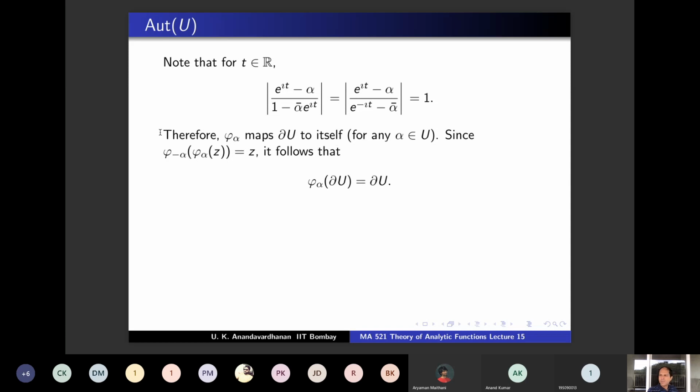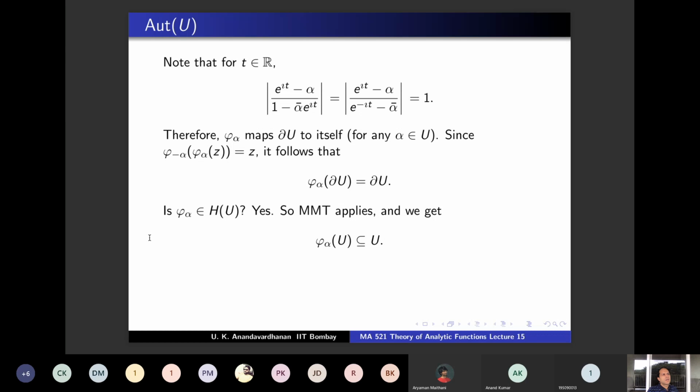Now we are going to claim that phi alpha maps U onto U. We have observed already that it's a holomorphic function because modulus alpha is strictly less than 1. So 1 by alpha bar is outside U, so it's a holomorphic function. Therefore MMT applies. It's holomorphic on U, so MMT applies, and you can conclude that phi alpha of U is contained in U. Why is that?